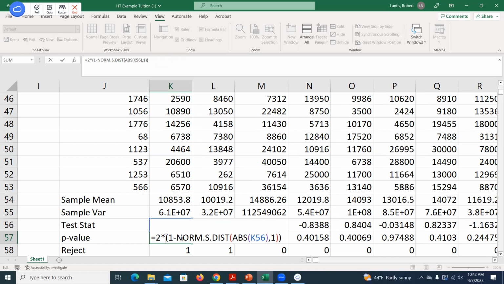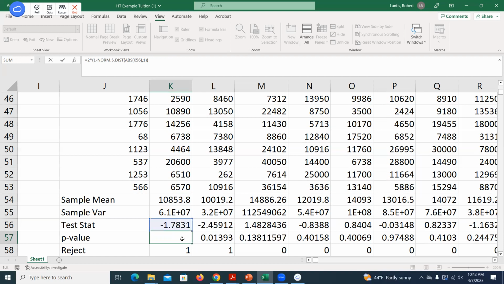I did some other goofy stuff here, just to make sure that if it was a negative value, the way that I have this coded, I would be finding the area in the left tail and then multiplying that by 2, right? So that's essentially why I took the absolute value, just to make sure that it didn't matter if it was positive or negative. I'm finding the area in that one tail and then multiplying it by 2.